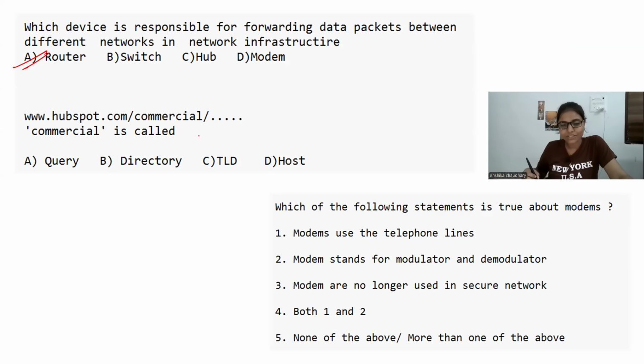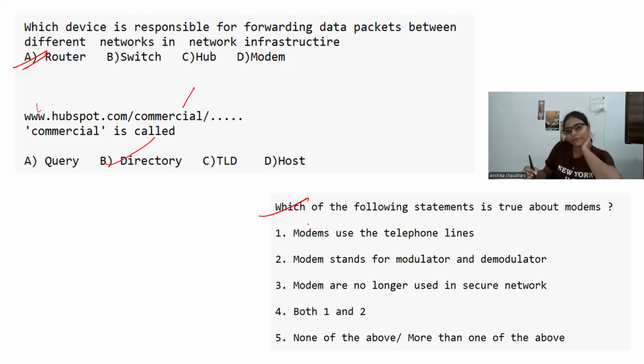www.hubspot.com slash commercial. Here, commercial is called... Simple, we know that this is our World Wide Web. And here we use protocols, then our domain name, the subdomain, domain, all the things. And after the slash, directory and subdirectories will come. So here directory is the option. Directory will be the correct answer for this particular question. Let's have a look at the next question.